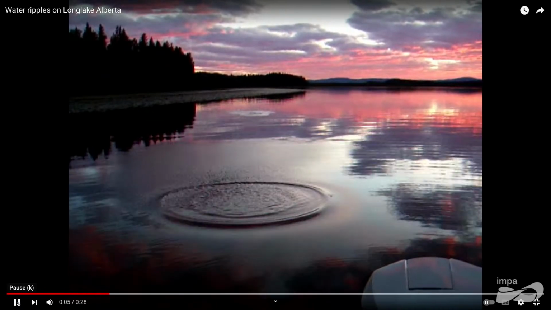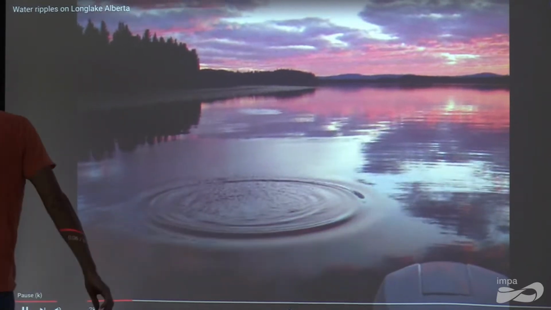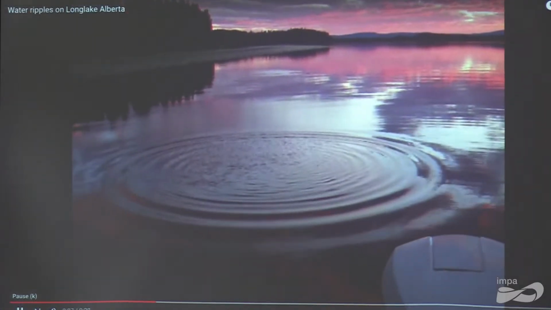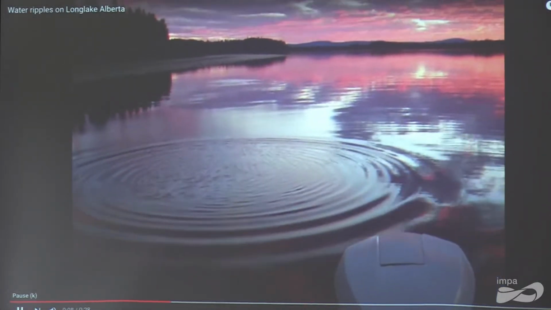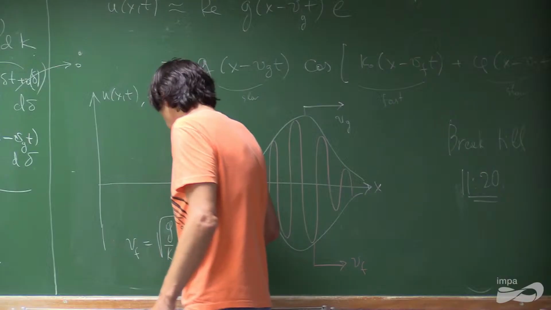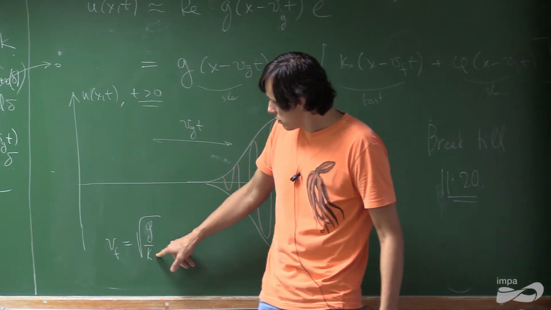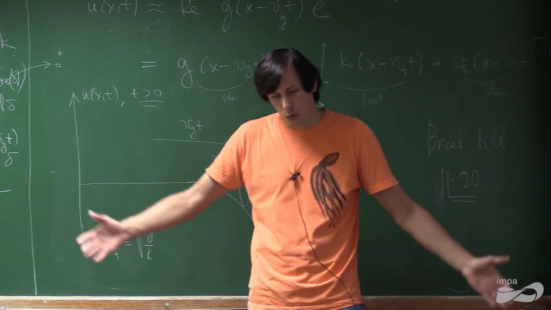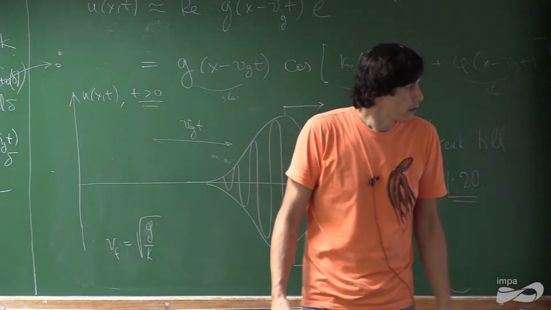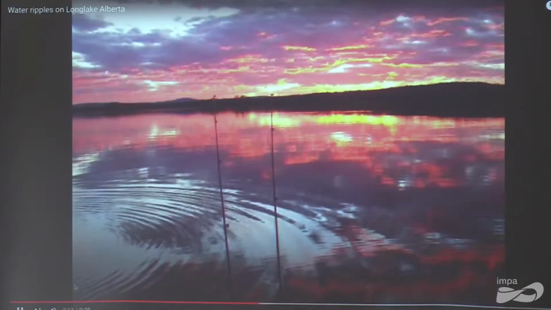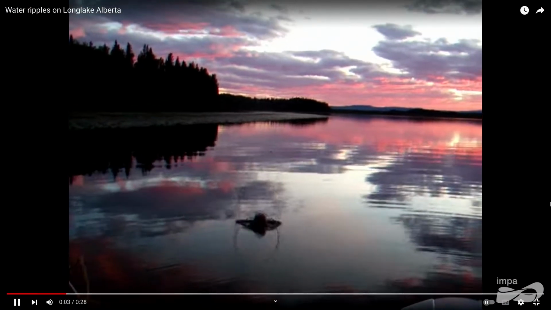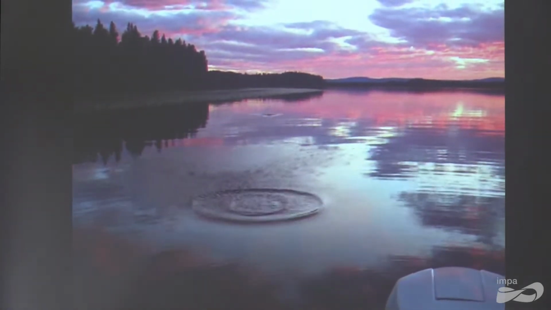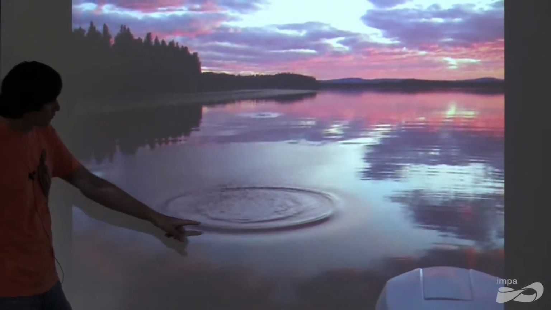So first of all, you see the dispersion relation. The dispersion relation gives you that the phase speed is square root of g over k. So the larger the wave number, the smaller the phase speed. So it means that the longer waves propagate faster. And this you can see very clearly here: whenever you throw the stone, from the first disturbance it splits into waves, and the longer wave propagates faster.